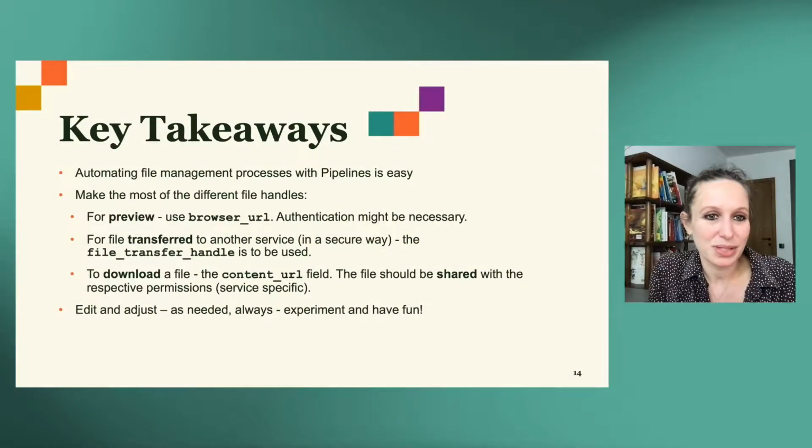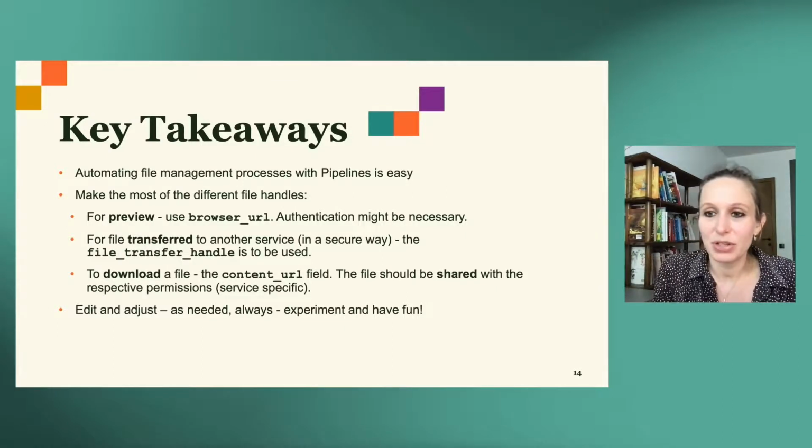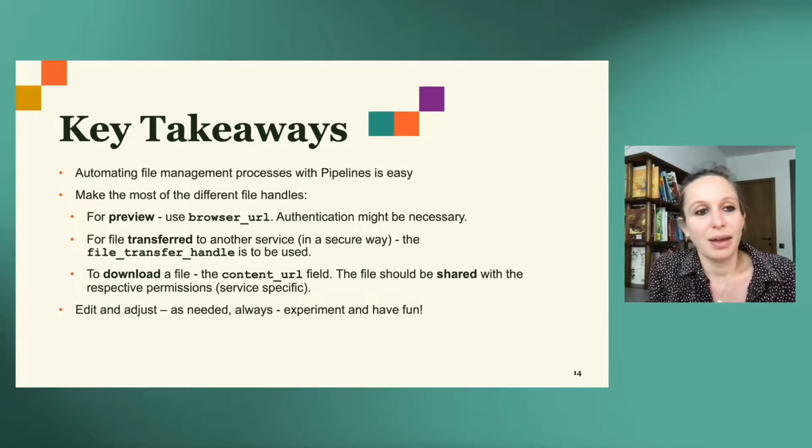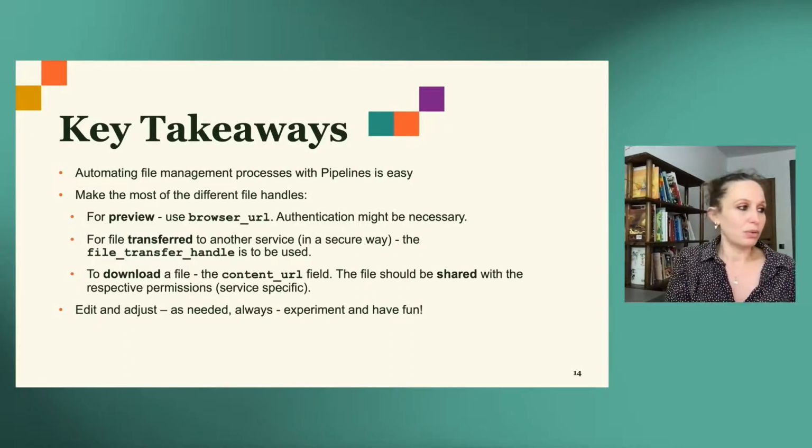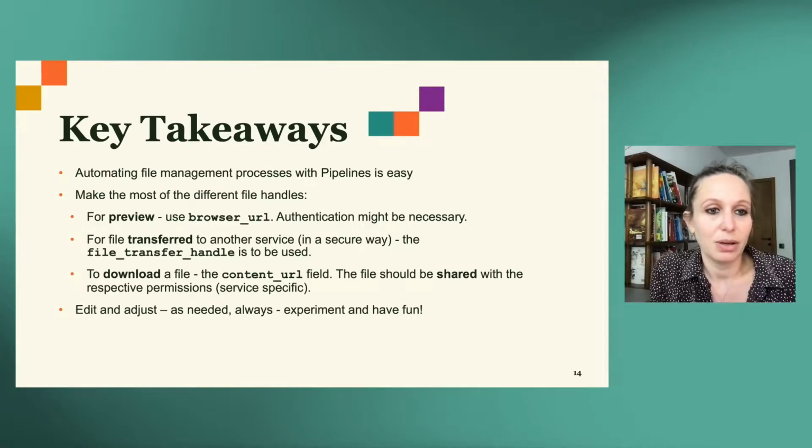Automating file management processes with pipelines is easy. Just check out the documentation for each specific channel you're about to use. We are constantly working on updating both channels and documentation, to make it even more complete and useful. Make the most of the different file handles. Just make sure you know what the different URLs mean and how they should be used for preview, for transfer, and for download, which we didn't really get into here. You need to use the content URL, make sure that the file is shared and downloadable in advance.